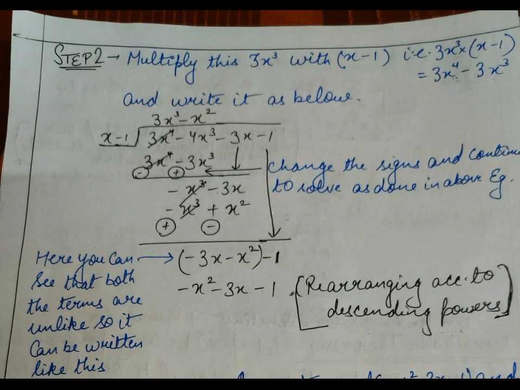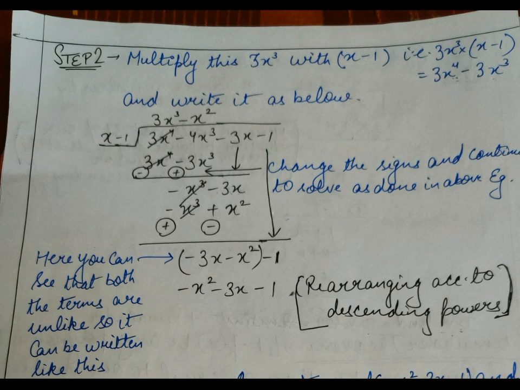Now this 3x to the power 4 minus 3x cube is to be written below the dividend. After that, change the signs and continue to solve as done in the above example. Here you can see that at the end of this step, both the terms are unlike. So it can be written as minus 3x minus x square in one bracket, and then we have just copied down minus 1 downwards as it is.